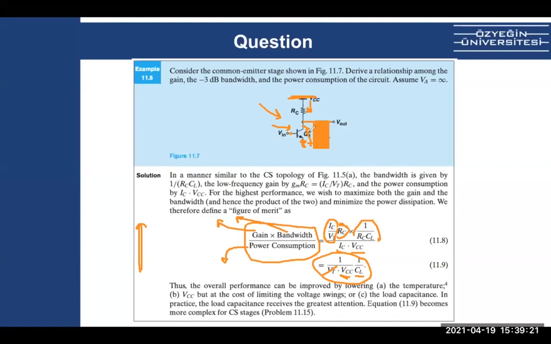And the CL capacitance, if it is small and if VCC is small, your figure of merit will go up. Okay? Well, I can define a different figure of merit. I can put here something like, I don't know, 1 over noise, okay?